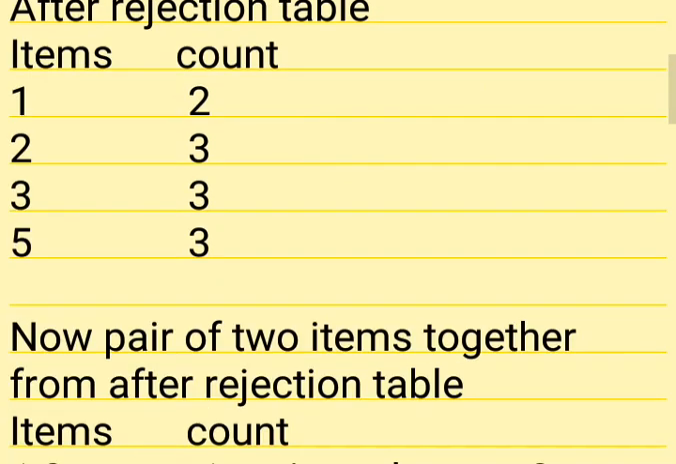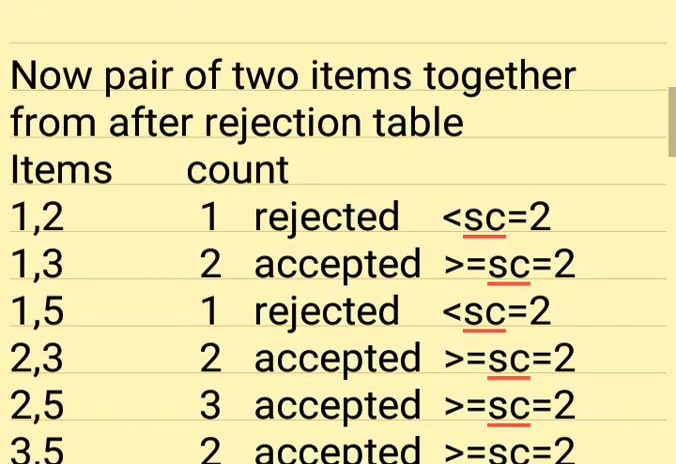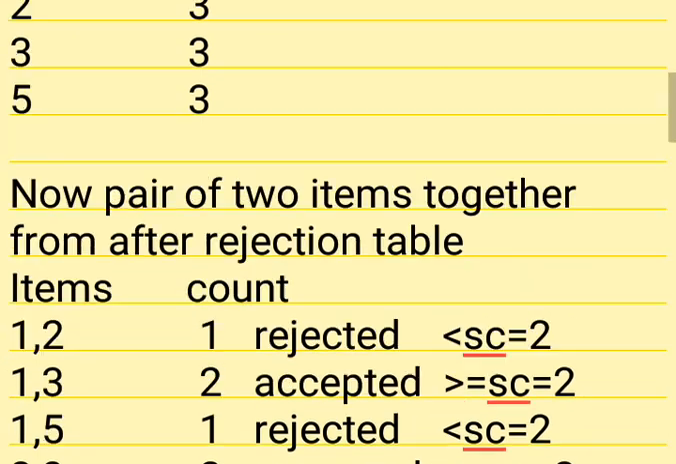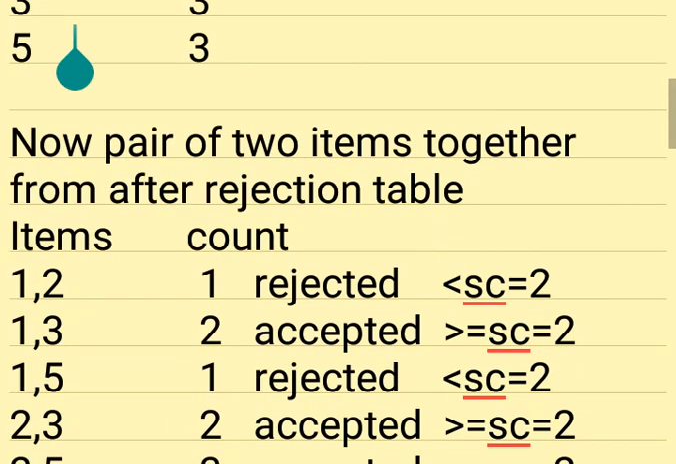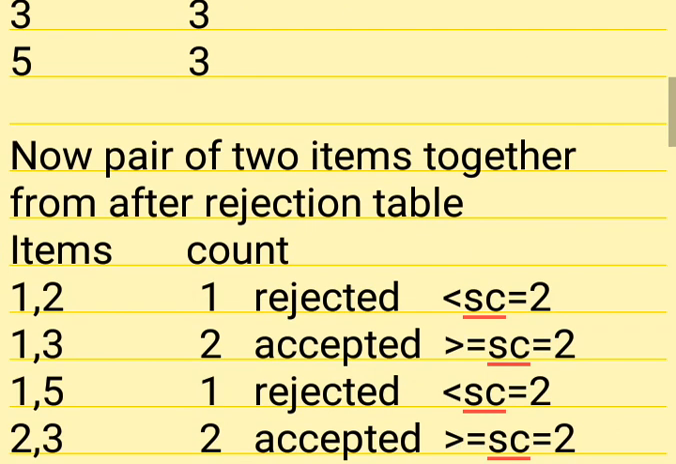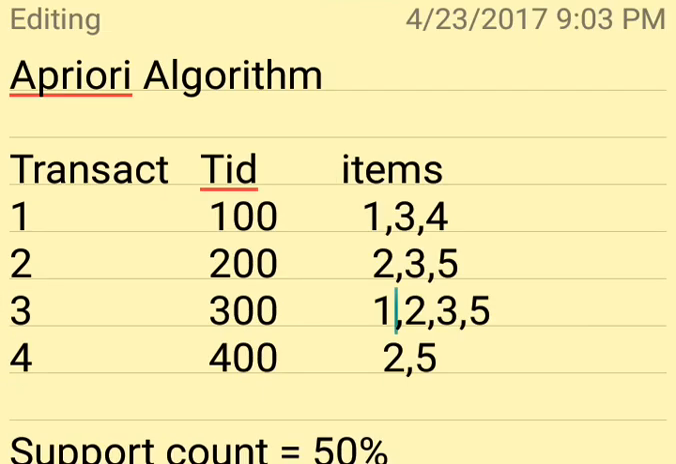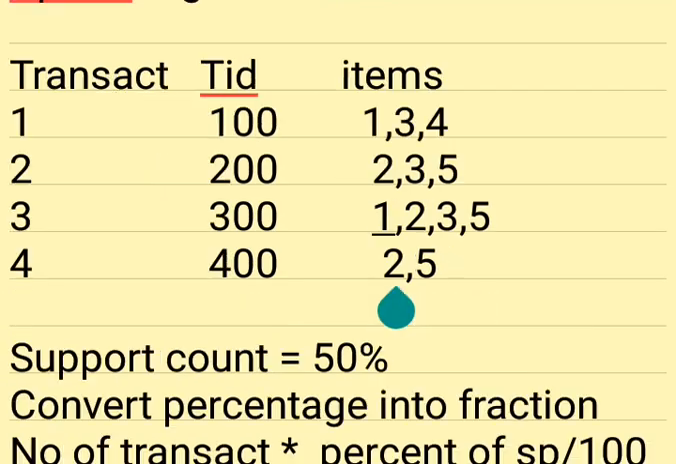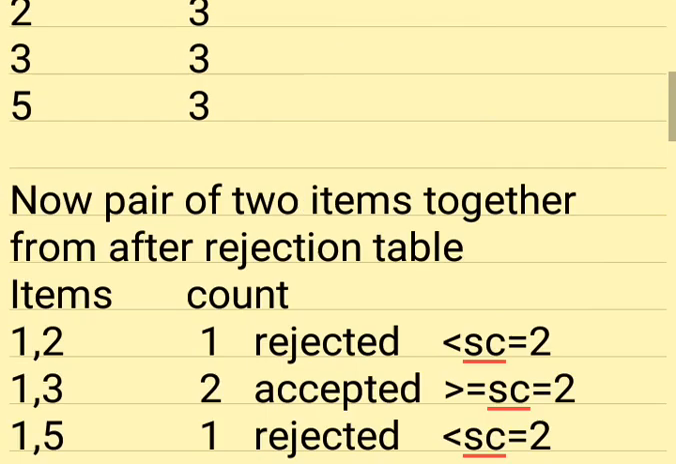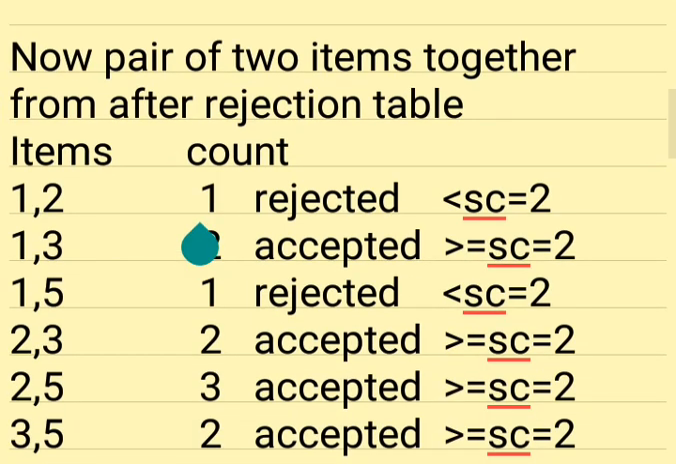Now we will make pairs of 2 items: 1 2, 1 3, 1 5, and like that we will make all the pairs: 2 3, 2 5, then 3 5. After making these pairs, we will count how many times each occurs. 1 2 occurs only 1 time. Count is 1.